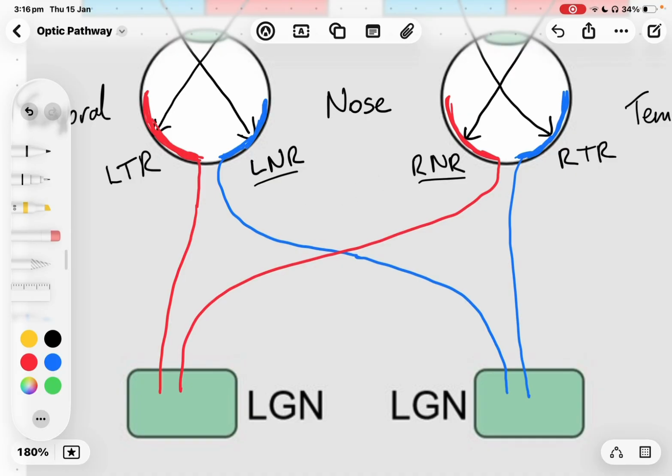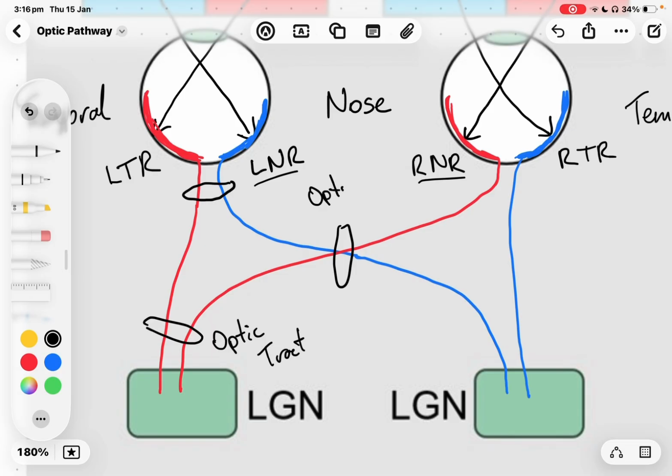And so what we have here, this is the optic nerve, and this is the optic chiasm. This is the optic tract. Okay, so optic tract, optic chiasm, and then this one here, the optic nerve, or cranial nerve 2.